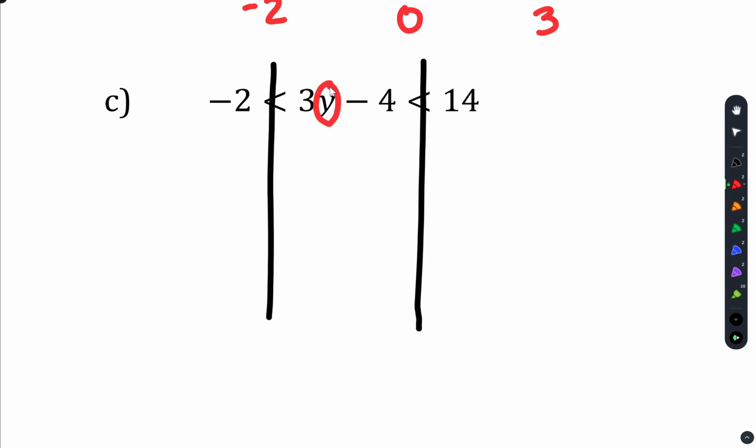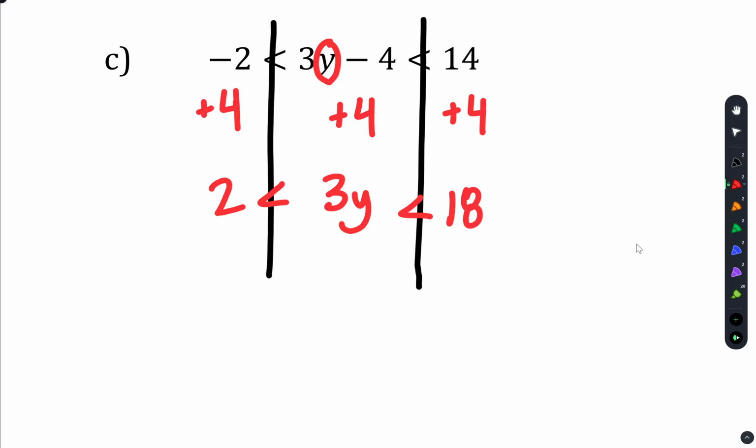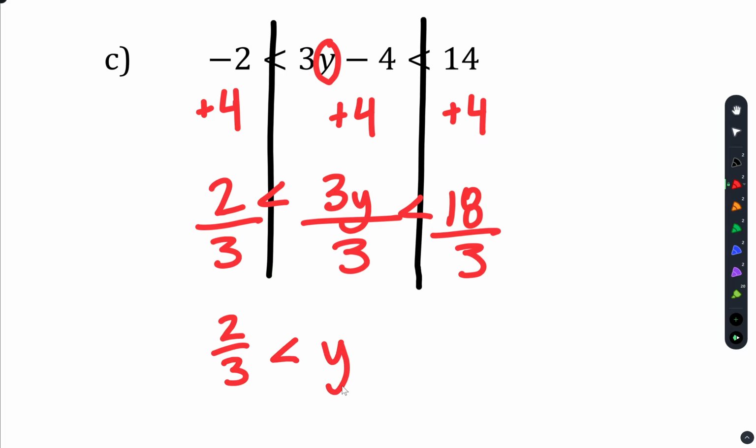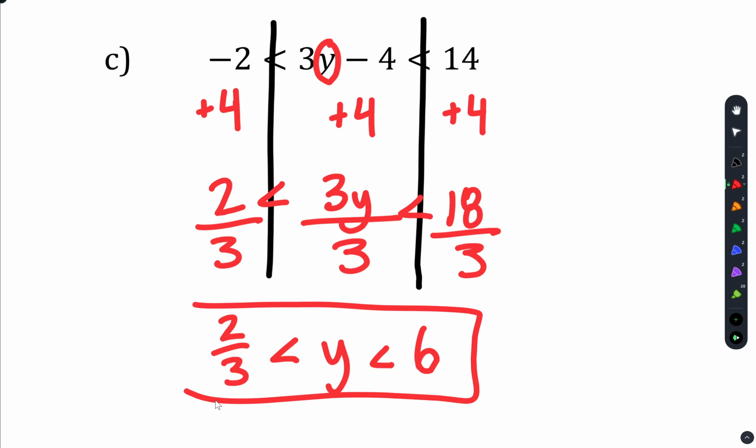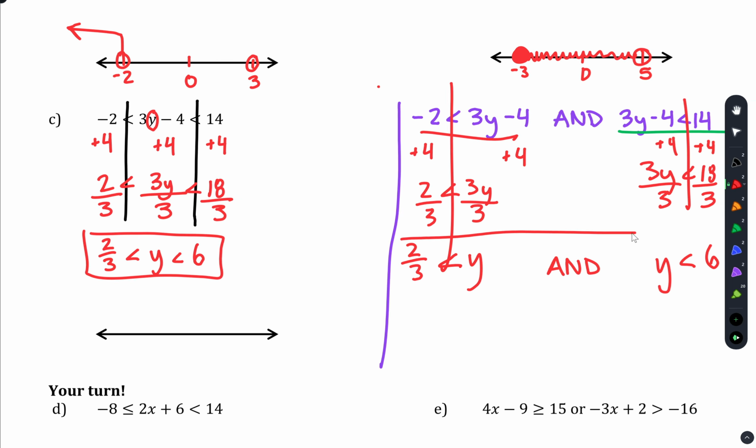So what would be my first step for solving for y here? Plus 4. I'm going to do that on the right side and on the left side. So I get 2 is less than 3y is less than 18. Then what would my next step be? Divide by 3 on the left side, the middle, and the right side. So that leaves me with 2/3 is less than y is less than 6. So that says the same exact thing that it does over here, just maybe using a few fewer steps, right? As long as we remember to do the same thing on the left, middle, and right.